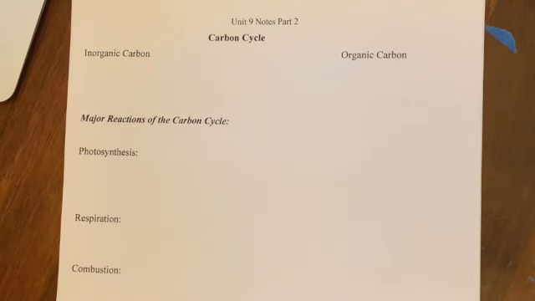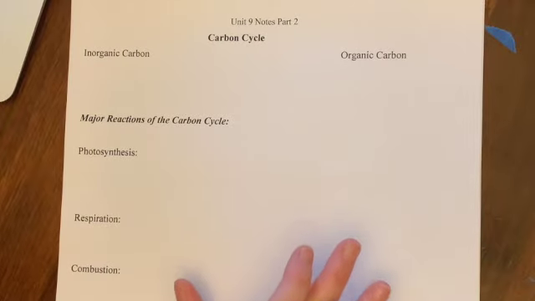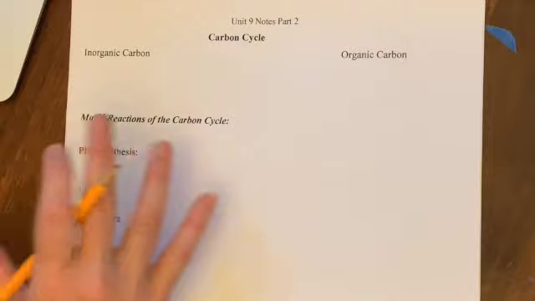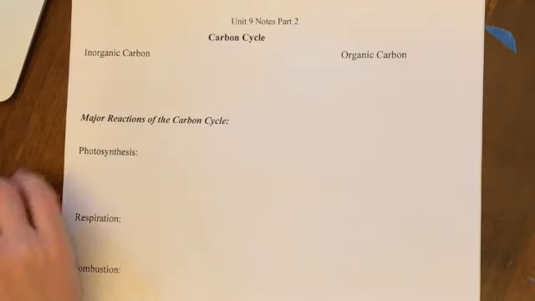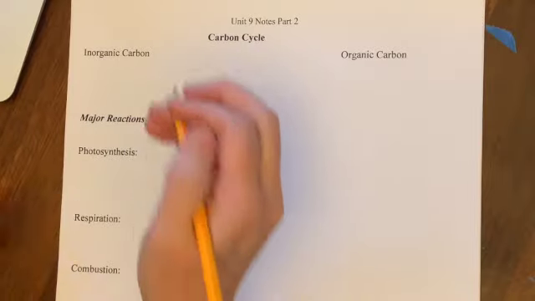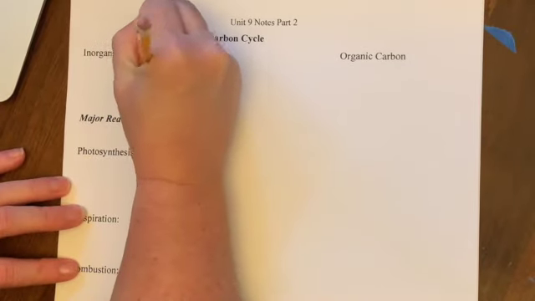This is to give you just a little bit of an idea of the importance of carbon in the environment. When we're talking about the carbon cycle, we will refer to carbon in two different ways. We're going to talk about it as inorganic carbon, and an example of inorganic carbon is carbon dioxide.